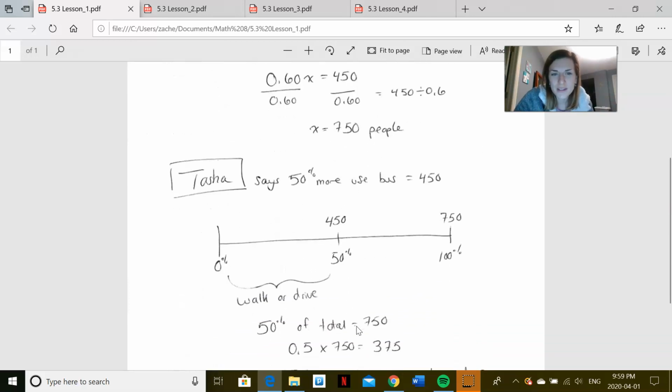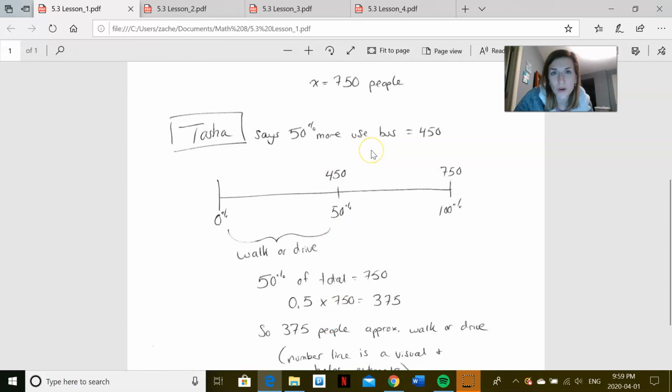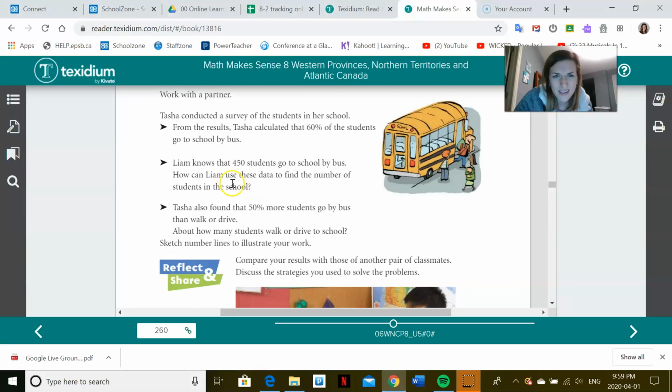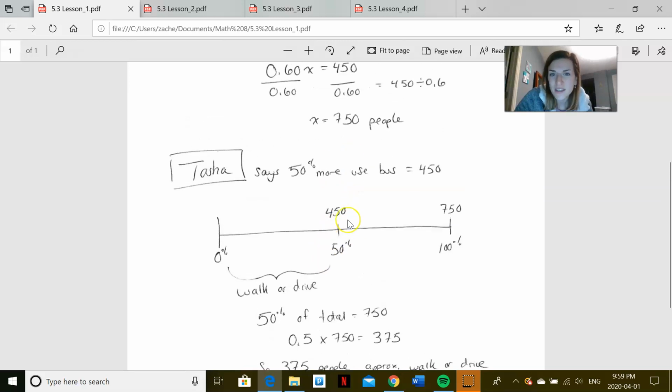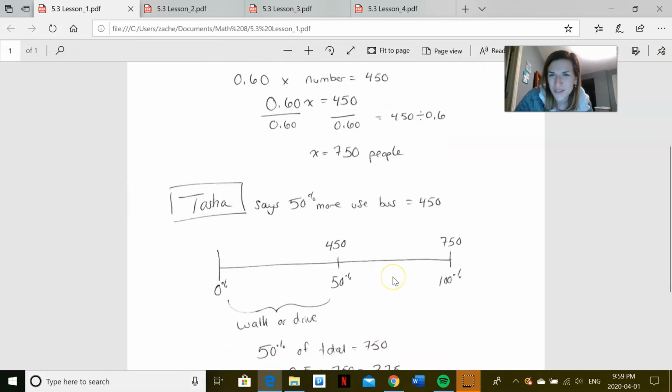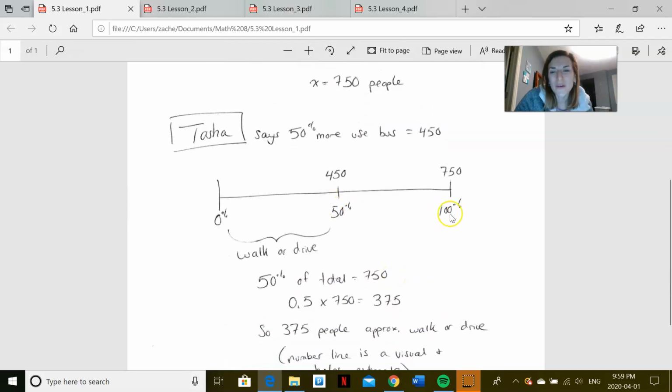So the question goes on to say that Tasha says 50% more use the bus. So we could also write this out with a number line, and I always start from 0 to 100% because that's easy. And then we know that 60%, my bad, is 450 students. And we know now that 100% is 750 students.